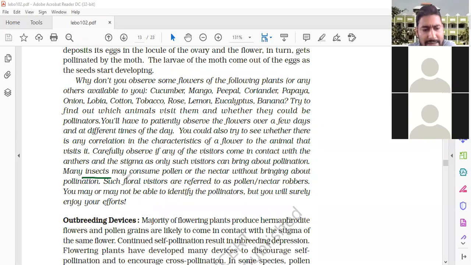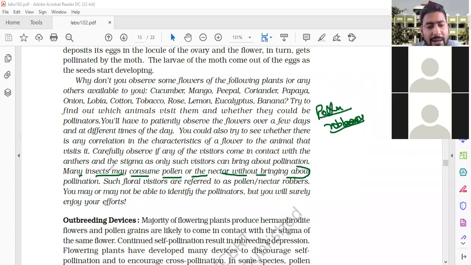Many insects consume pollen or nectar without bringing about pollination. Another terminology they are talking about is pollen robbers. Robbers, you know, that is dakat in Hindi, or thief. Now you can see they have given that many insects may consume pollen or nectar without bringing about pollination.